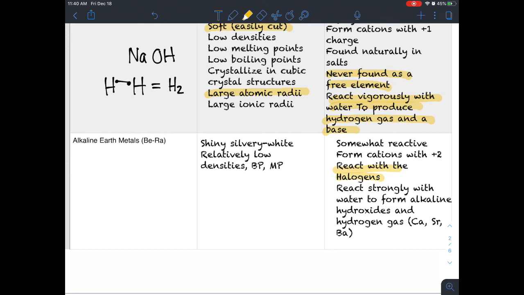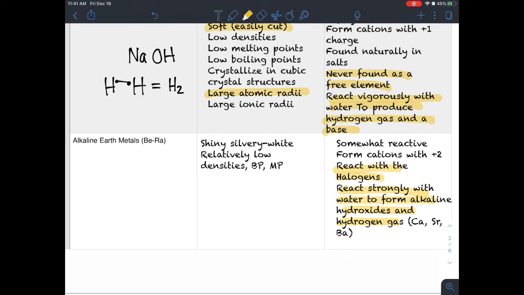I want to clarify here, just because I didn't highlight that 2 positive cation thing, I'm not highlighting it because I think it's something that you already know, right? Or it's something that if you were to look on the periodic table, you would already know that. The other thing is it also reacts strongly with water to form alkaline hydroxides and hydrogen gas.